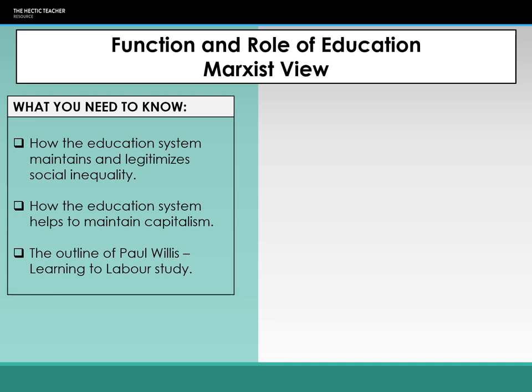In this lecture, I'm going to take you through the Marxist view of the role and function of education in society. As you remember from your study of Marxism at the beginning of year 12, Marxism is a conflict theory. It believes that within society there is conflict between the bourgeoisie, the ruling class, and the proletariat, the working class, and that the working class are unaware of their exploitation and oppression through false class consciousness, and actually believe that society is fair and just and natural and the way it should be. So when it comes to education, we're going to break it down into two sections.